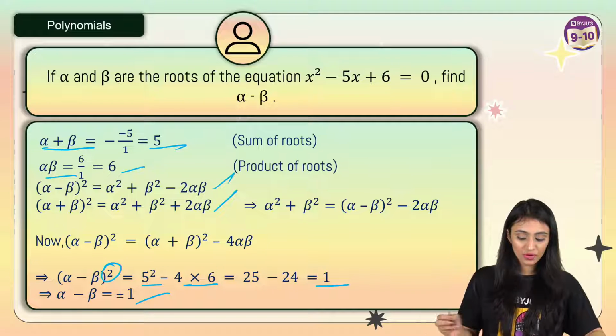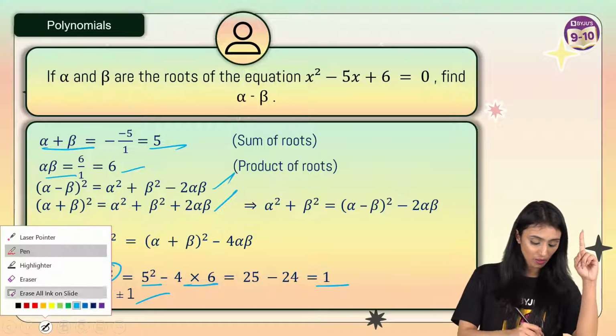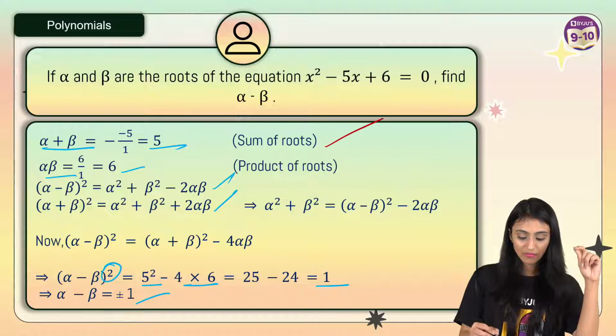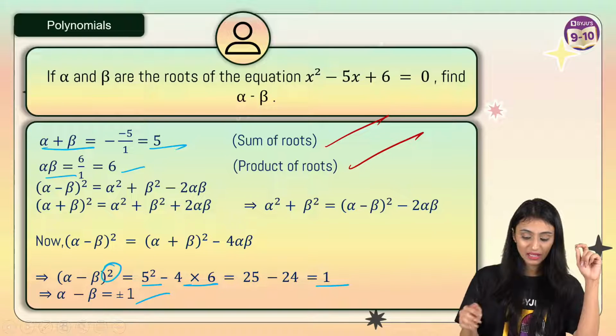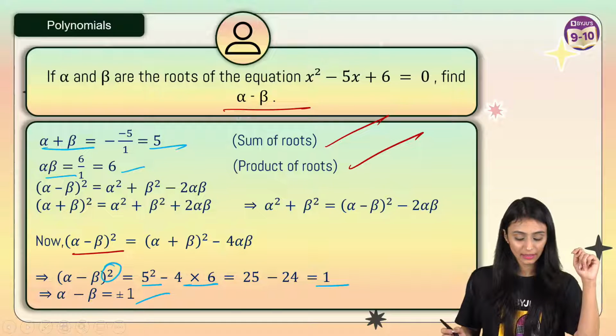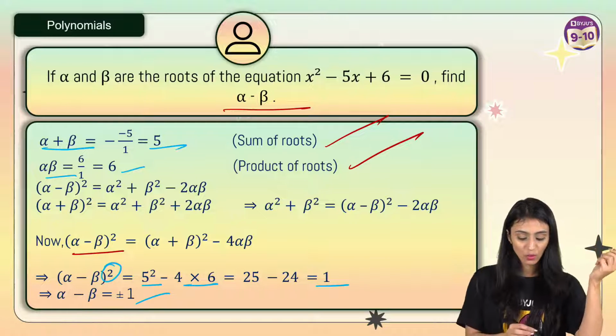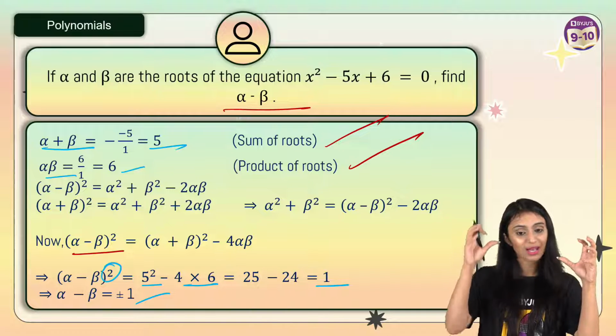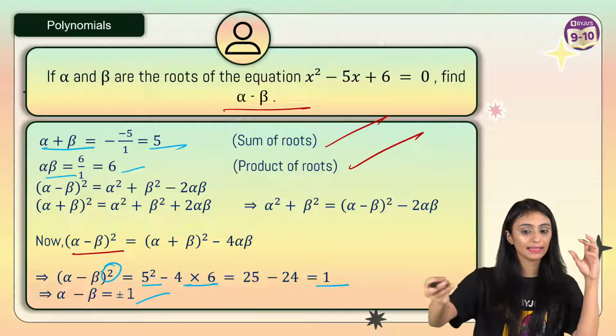Sheikh, it's very simple. First, our very first step should be we find out the sum of zeros, right? We find out the product of zeros. Now comes the main step. I need alpha minus beta. So I'll be using this identity, right? But you will get stuck here because you don't have the value of alpha square plus beta square. For that, you will be using another identity.